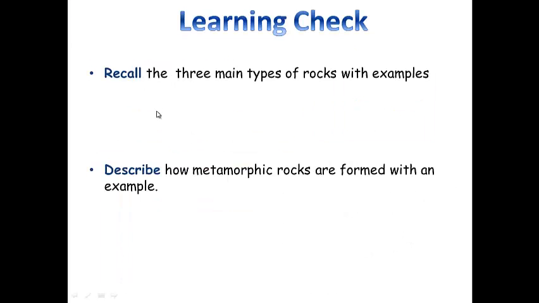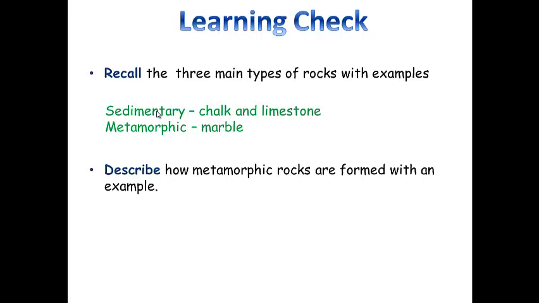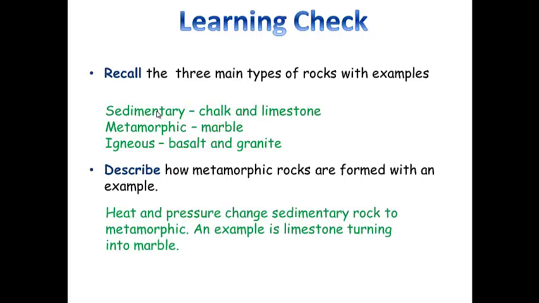Quick learning check. What I want you to do is quickly pause now and see if you can answer these 2 questions. Right, the first question is recall the 3 main types of rocks with examples. So we have sedimentary, which is chalk and limestone, metamorphic, which is marble, and igneous, which is basalt and granite. The next one is describe how metamorphic rocks are formed with an example. Heat and pressure change sedimentary rock to metamorphic. An example is limestone turning into marble.